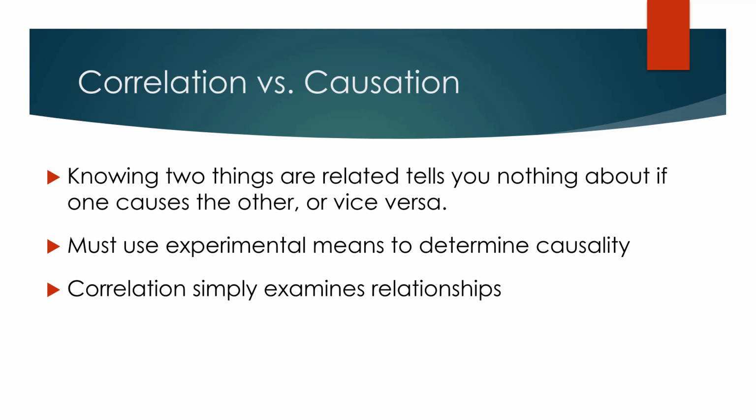Correlation does not tell us anything about causation. Correlation only tells us that two things are connected to each other, that they are varying in a similar fashion. But if you want to determine causation, you have to use experimental means. You have to use something like a t-test or an ANOVA to determine causality.